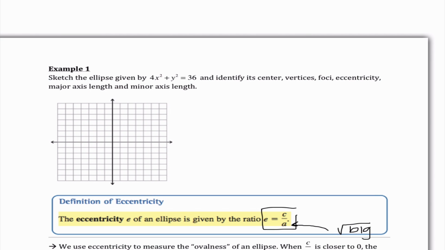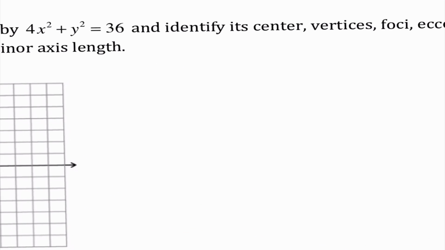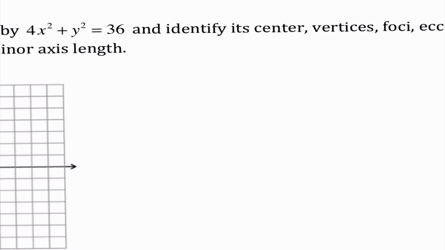So let's go ahead and do example 1, where it's asking us to do everything. We need to figure out the center, the vertices, the foci, the eccentricity, the major axis length, and the minor axis length. It says 4x squared plus y squared equals 36. I'm going to zoom in here and write 4x squared plus y squared equals 36.